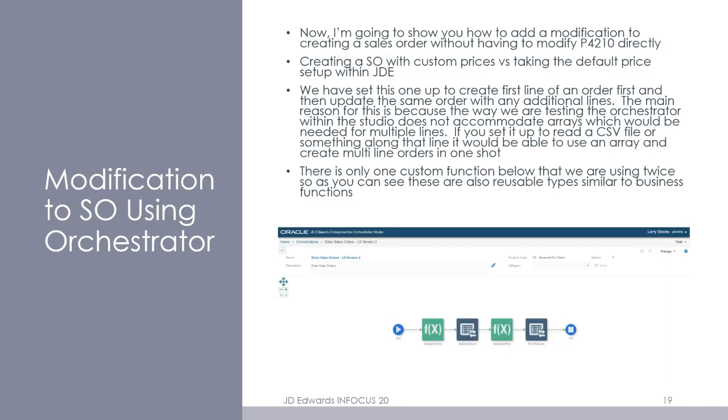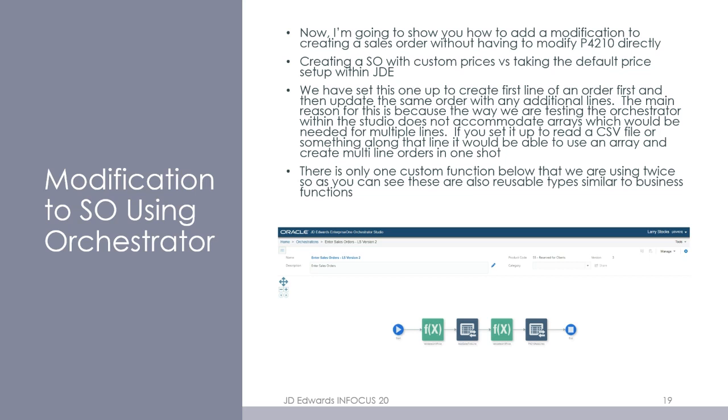Now we're going to take it a step further and talk about doing a modification to a sales order using Orchestrator. What I'm going to show you is how to add a modification to creating a sales order without having to modify P4210 directly. We're going to create a sales order with custom prices versus taking the default price set up within JD Edwards. We have set this one up to create the first line of an order first, and then update the same order with any additional lines.